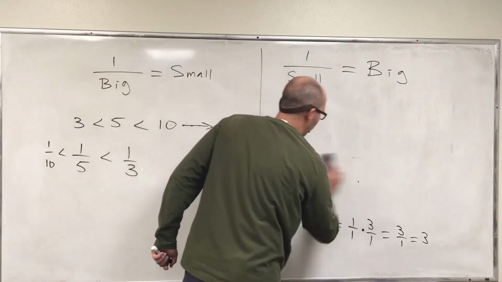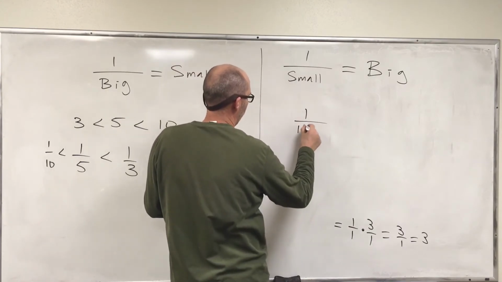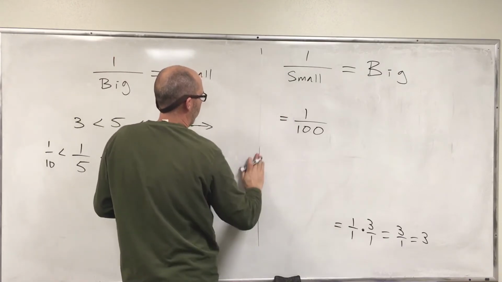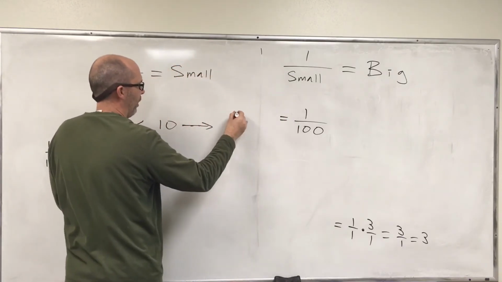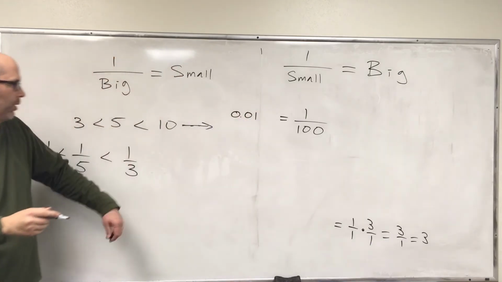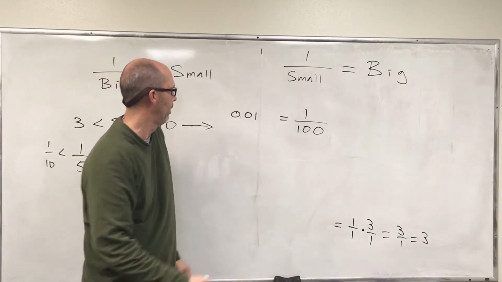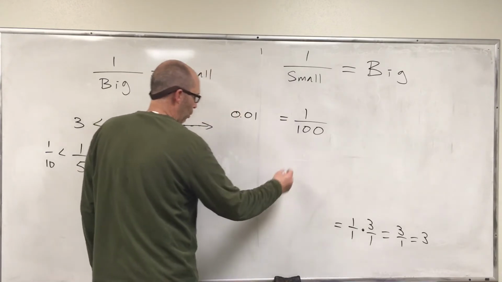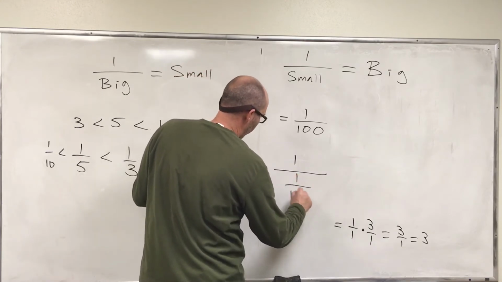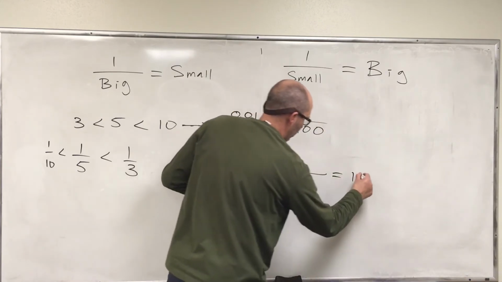So now let's look at a small number. Let's say a really small number, 1/100th. Now remember, you've got tenths, hundredths. So that's 0.01, tenths place, hundredths place, that's 1/100th. So what is 1 over 1/100th? By our flip up rule, that's equal to 100.